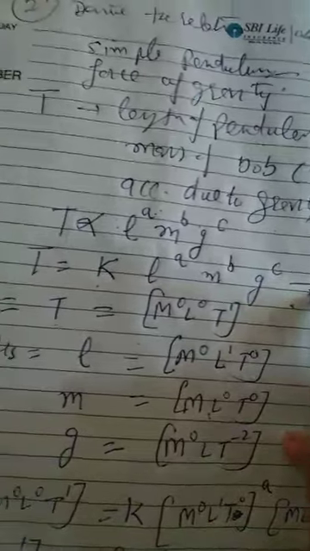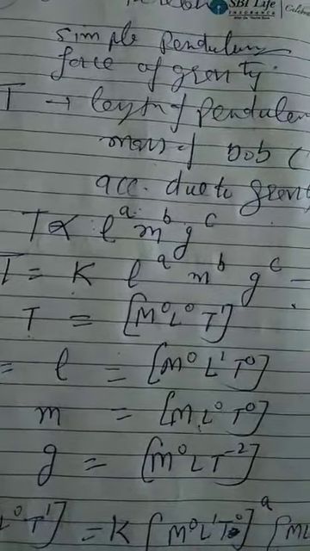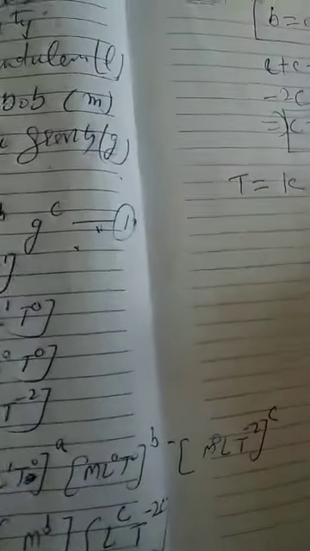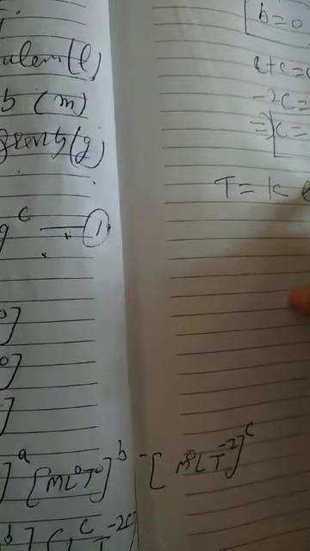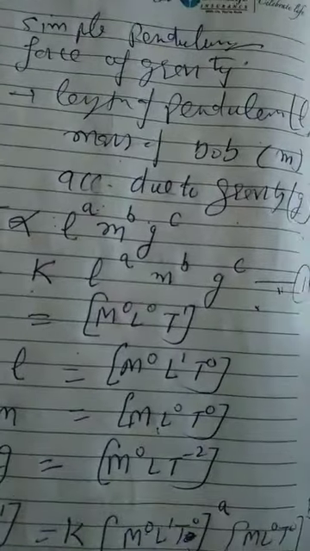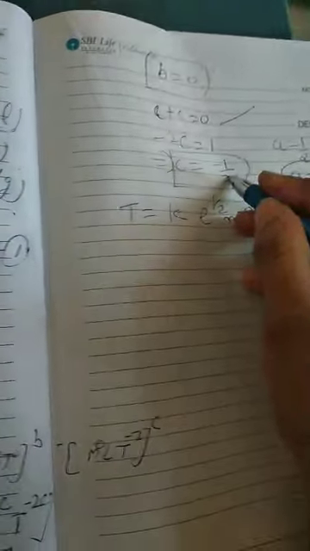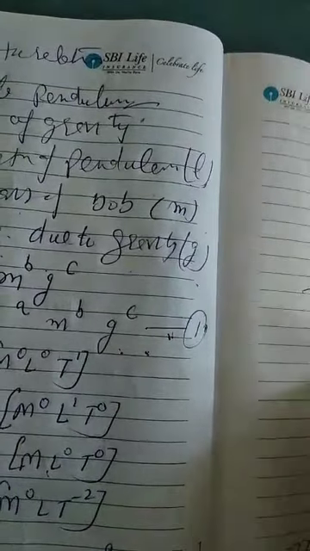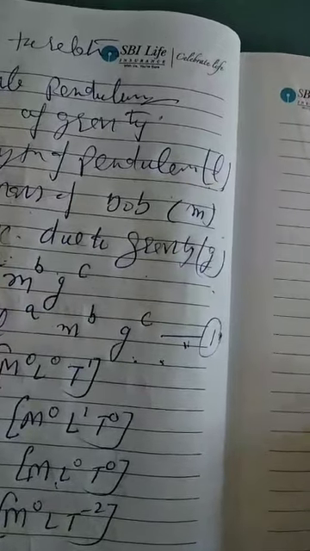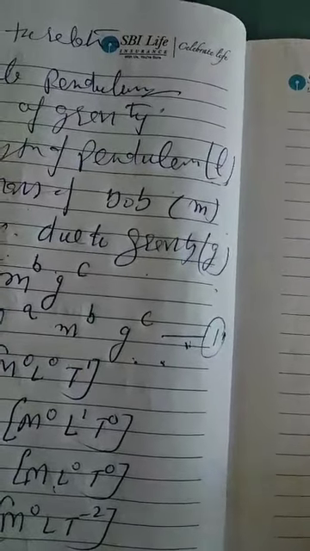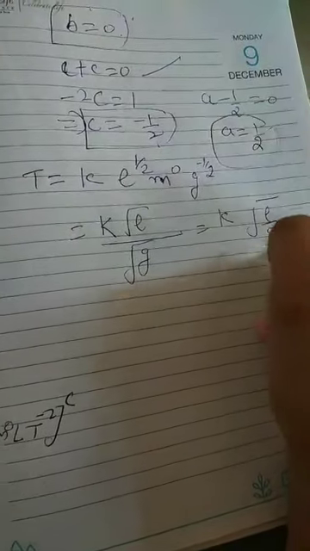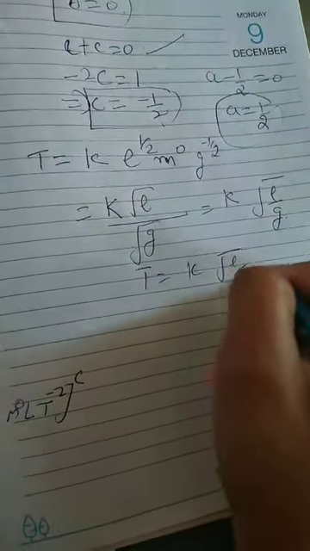Now put all these values in equation number 1. T is equal to k, L raised to power a, what is the value of a? 1 by 2. Similarly, M raised to power b, the value of b is 0. Similarly, third, g raised to power c, the value of c is minus 1 by 2. So it means k root L divided by root g, or we can write it as T is equal to k root of L by g.